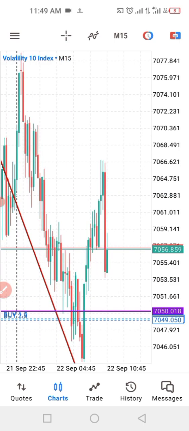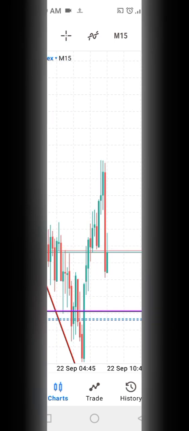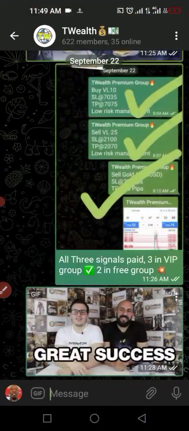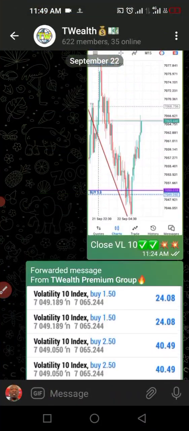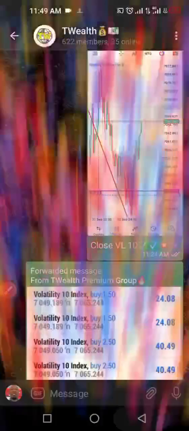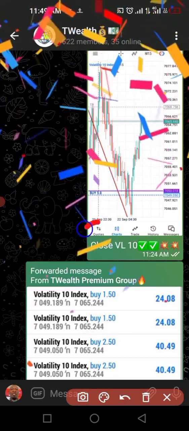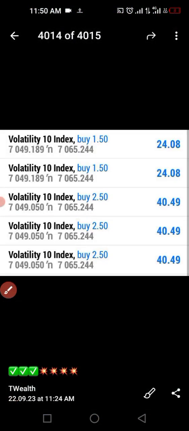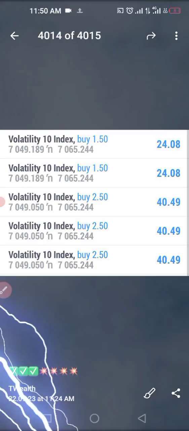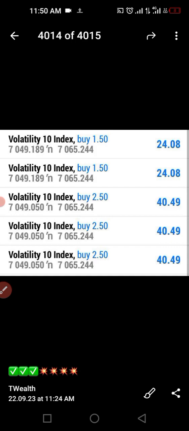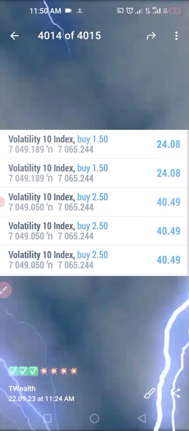I've closed most of the position. The market is retracing back. At a point I told them to take profit on this trade. Here I told them to close volatility 10 because I saw the move that was coming. So we closed at this point. This is a very low loss size, 2.50. The lowest loss size for volatility 10 is 0.30, so using 2.50 is not high.